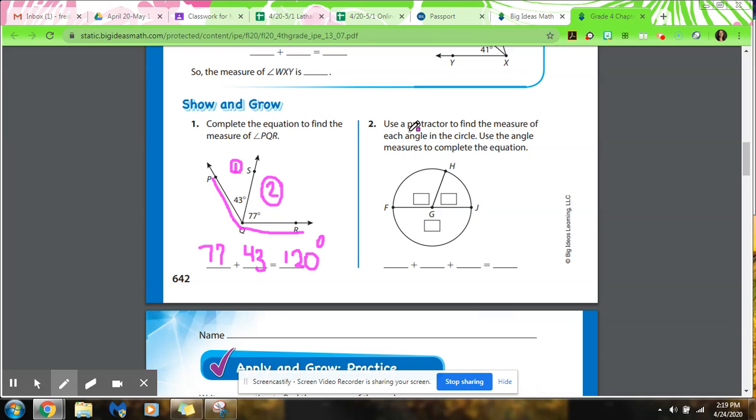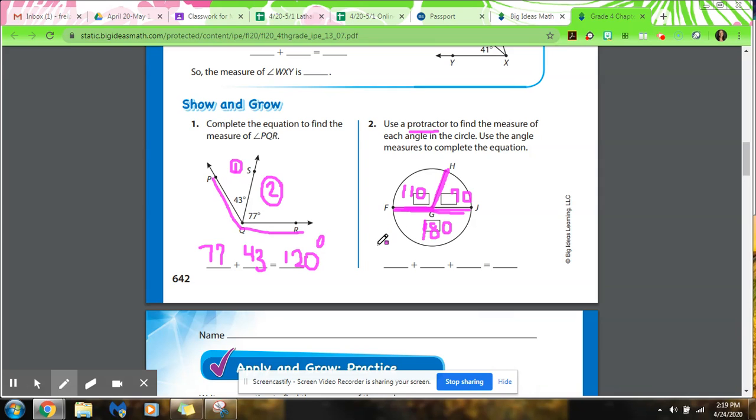This next problem says using a protractor to find the measures. Well, since I don't quite have a protractor right now, I do know some things though. I do know that a straight angle is 180 degrees. If I were to take a protractor and line it up, just like in our last lesson, we would be able to figure out that this angle here is equal to 110 degrees. And then we could solve that 110 plus 70 would make us 180, which we know would make us that straight angle.